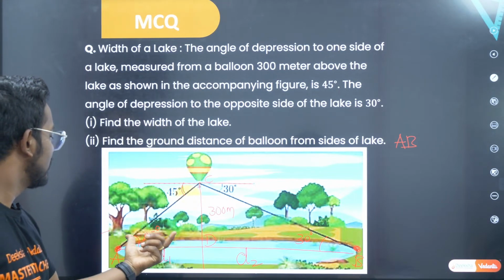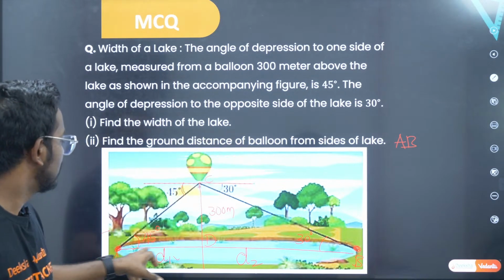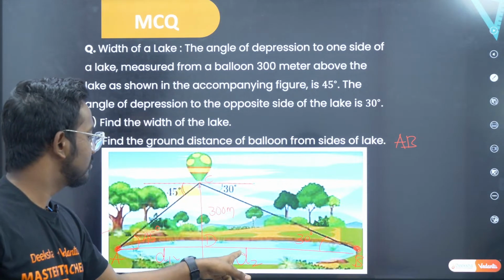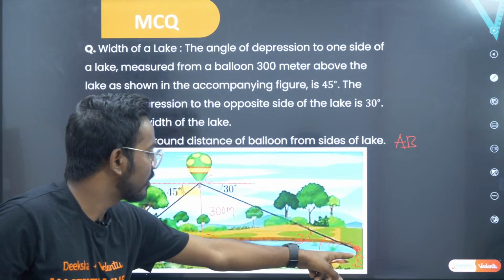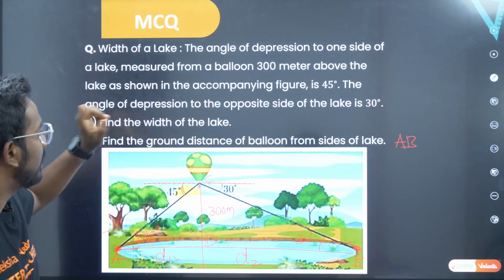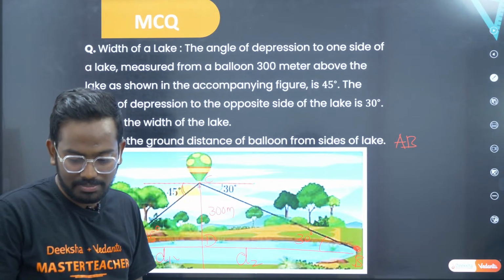See, ground distance means this D1 is the ground distance from the balloon. So the ground distance from the balloon is basically D1 from the left side. Ground distance from the balloon from the side B is D2. So we are supposed to find D1 and D2 separately for the second question and add them for the first question. Again, a very simple question.